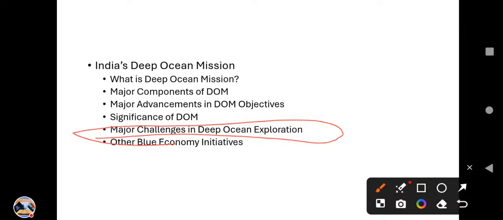And landing challenges: a soft and muddy ocean bed makes it difficult for heavy vehicles to land or maneuver effectively. And material extraction, because extracting materials from the ocean floor requires substantial power and energy to pump them to the surface. And limited use of remotely operated vehicles.